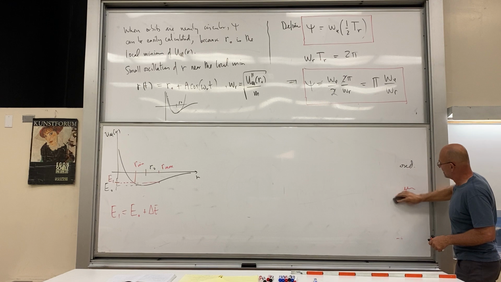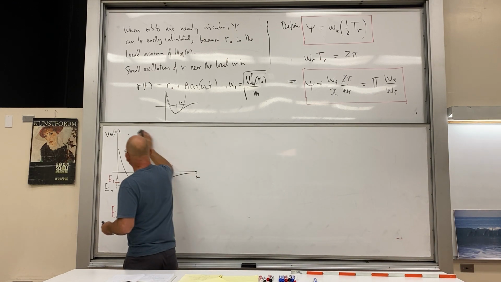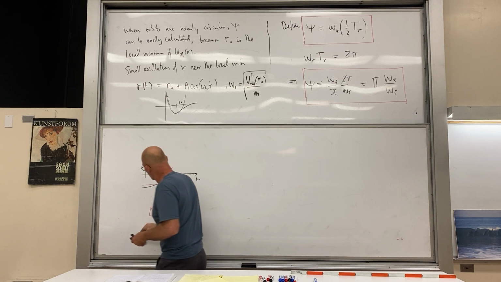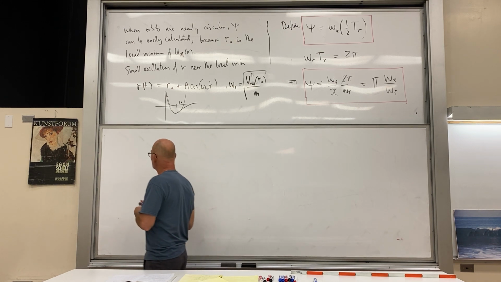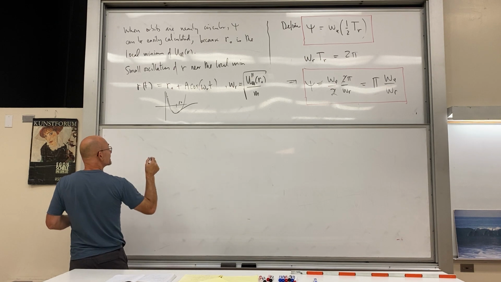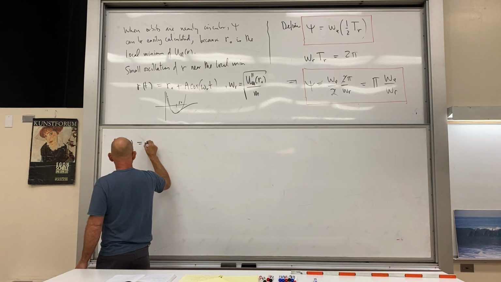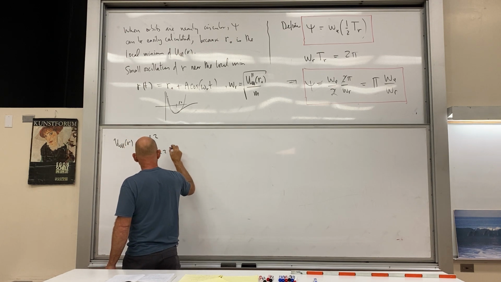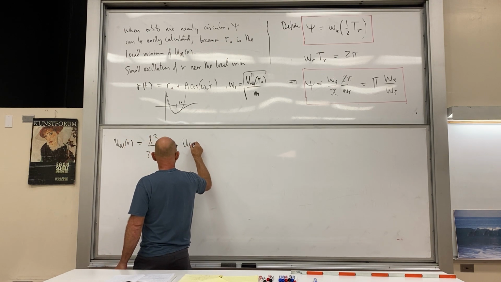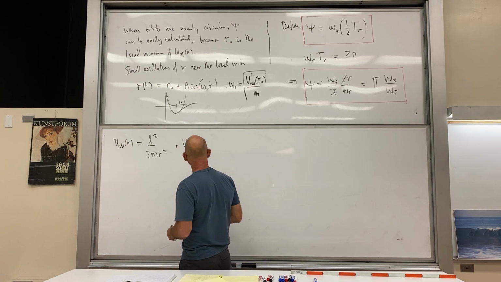So we are going to analyze the effective potential. Let's see what we have here. We have U effective of R equals L squared over 2m R squared plus U of R. And we're going to take two derivatives.